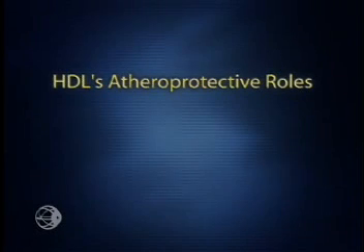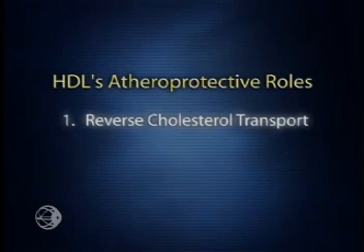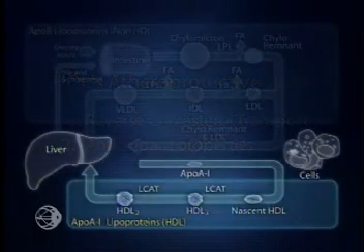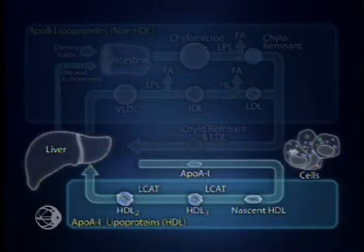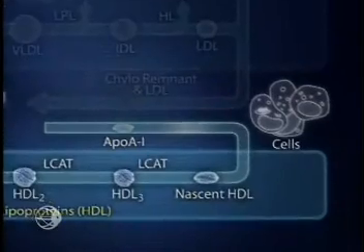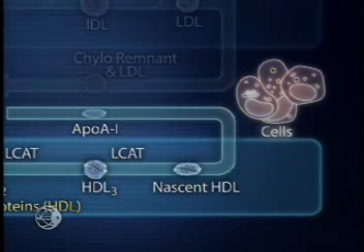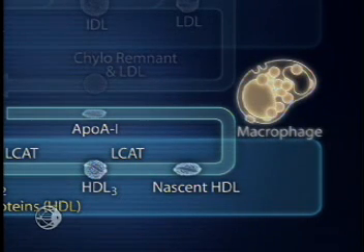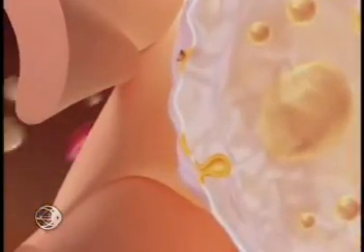HDL's two major atheroprotective roles are reverse cholesterol transport and properties which prevent LDL oxidation, a key trigger for atherogenesis. Let's look at reverse cholesterol transport. To begin, poorly lipidated ApoA1 is secreted from the liver and intestine and released into the plasma for circulation to peripheral cells, where it removes excess cholesterol, forming nascent HDL. HDL's removal of cholesterol from cells is of utmost importance when those cells are cholesterol-laden arterial wall macrophages. Let's examine several of HDL's cholesterol-removing mechanisms.